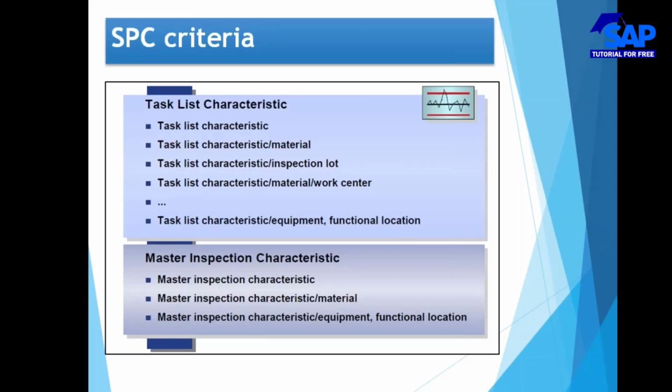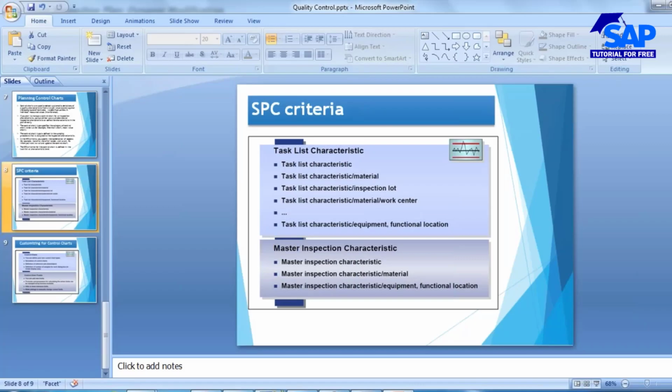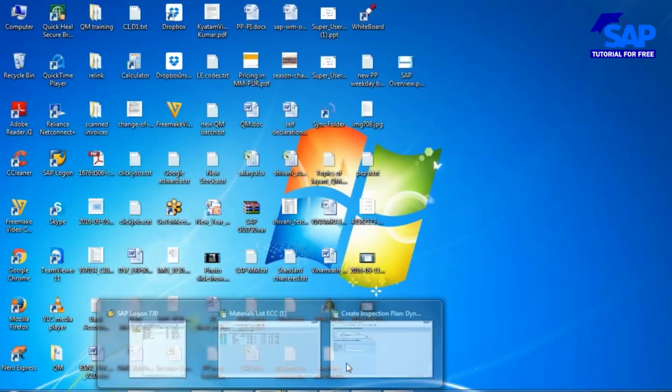So there are a lot of combinations. You want to generate for only a particular MIC, or you want to generate for the combination of characteristic and material, or you want to generate for a characteristic and lot, particular inspection lot, or for which combination you want to generate. So that you will be maintaining in the SPC criteria. SPC criteria will basically tell you for which combination you want to generate the control chart. So that SPC criteria you maintain in the inspection plan.